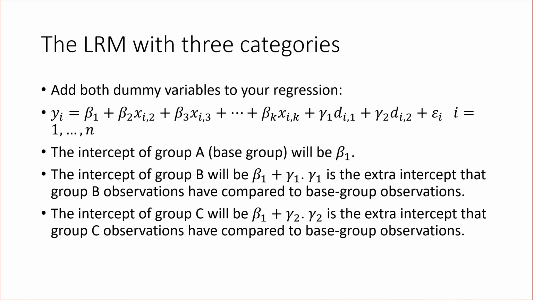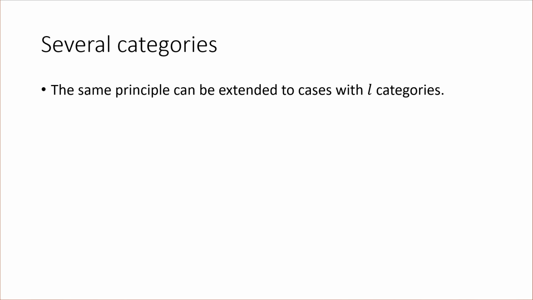And the argument for group C is very similar. They have an intercept that's beta 1 plus gamma 2. So gamma 2 is the extra intercept that group C have compared to the base group. Gamma 2 is the extra income that divorced people make compared to unmarried people when the explanatory variables are the same. Now this idea can be extended to an arbitrary number of categories.